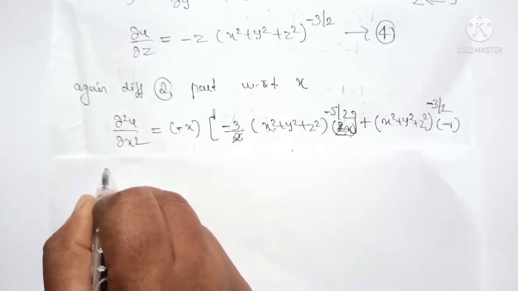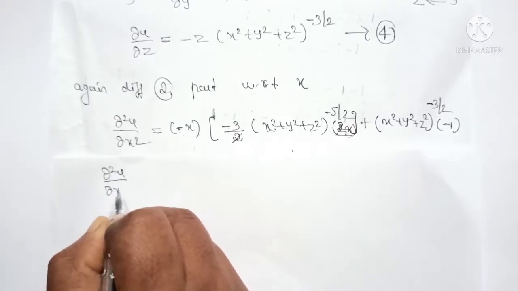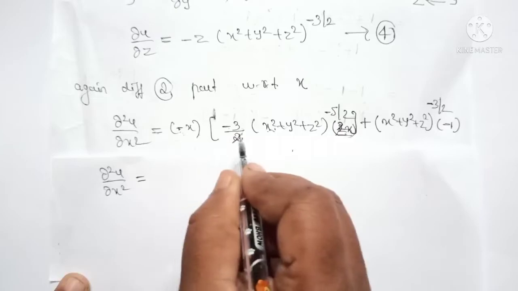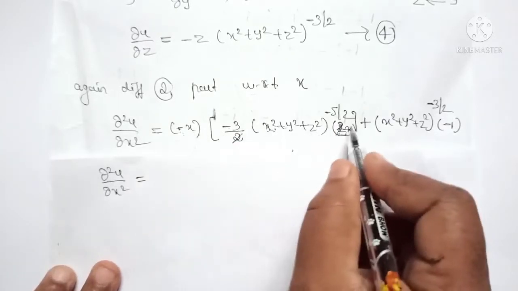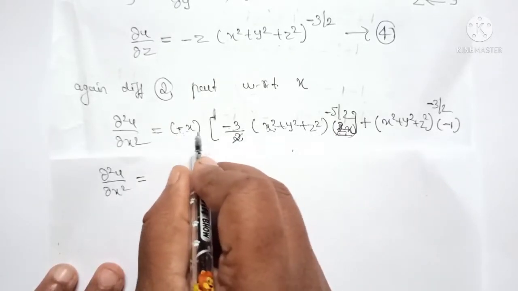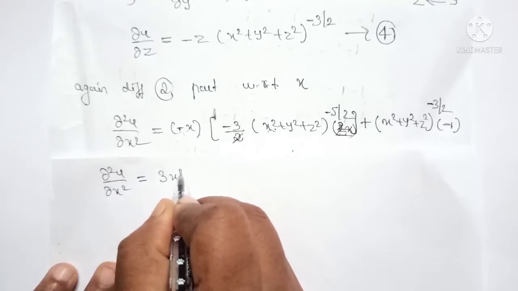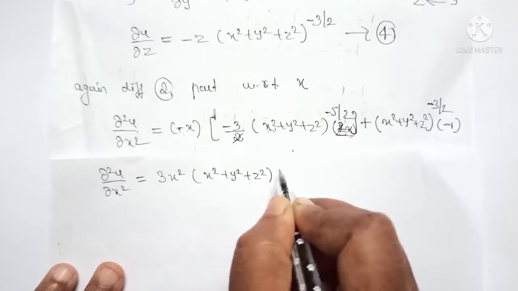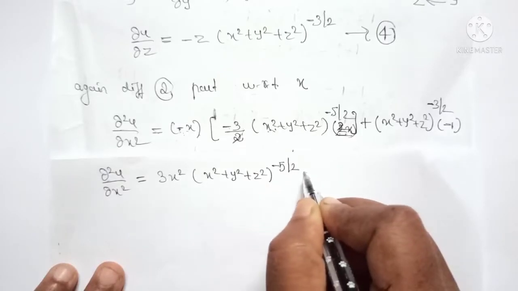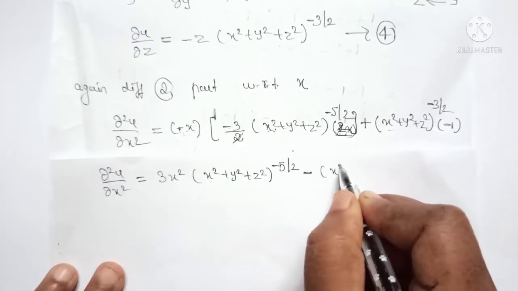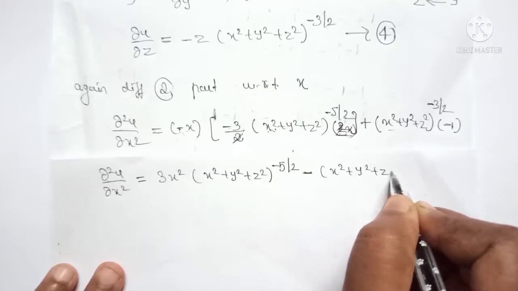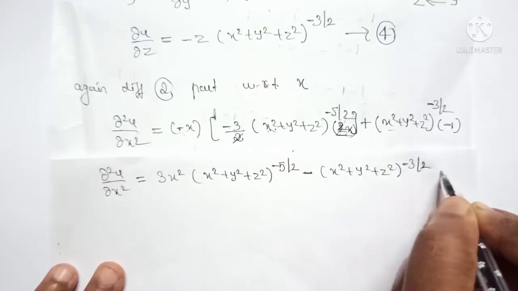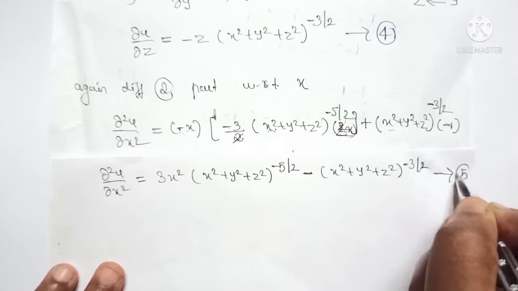Now simplifying, we get dou square u by dou x square equals, the 2 cancels, minus into minus gives plus 3x square (x square plus y square plus z square) power minus 5 by 2, and plus into minus gives minus (x square plus y square plus z square) whole power minus 3 by 2. Consider this as equation 5.